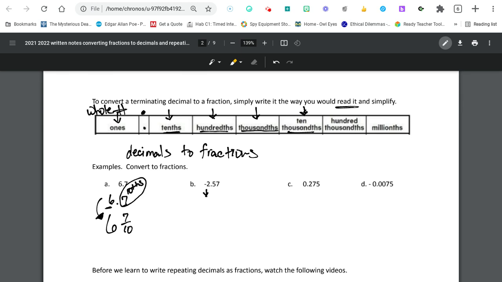This will sit in front, this is your whole number part. It's -2. And the 7 ends in the hundredths place. 2 numbers of the decimal is hundredths. So it's -2 and 57 hundredths. That's all you do.